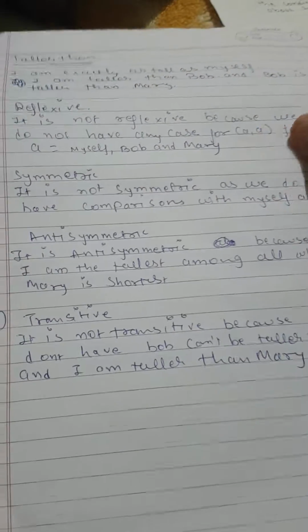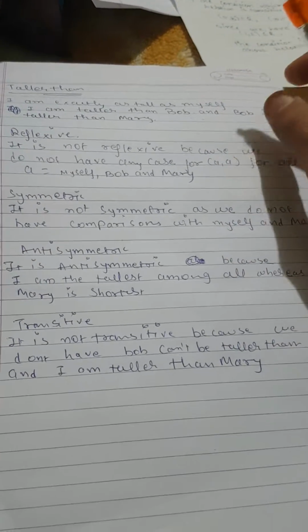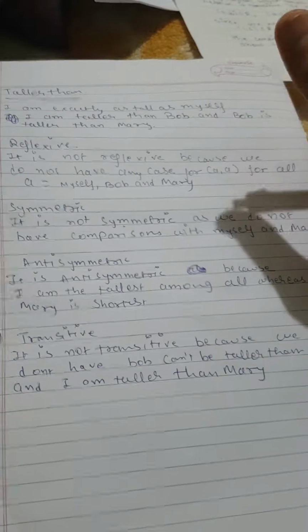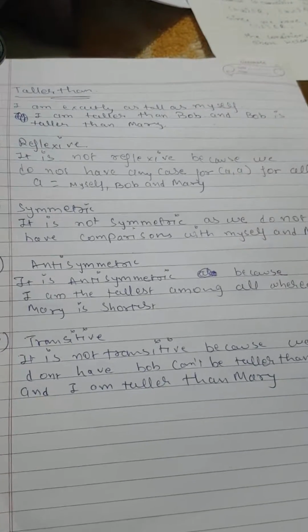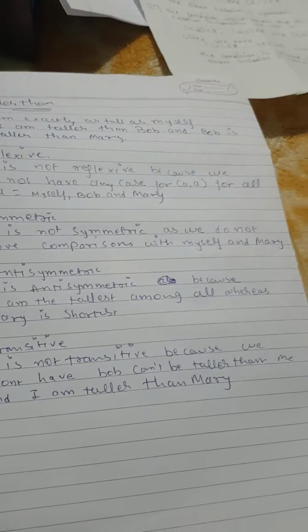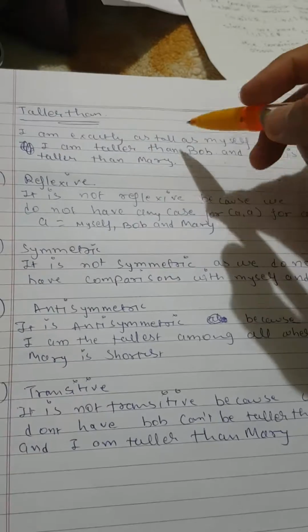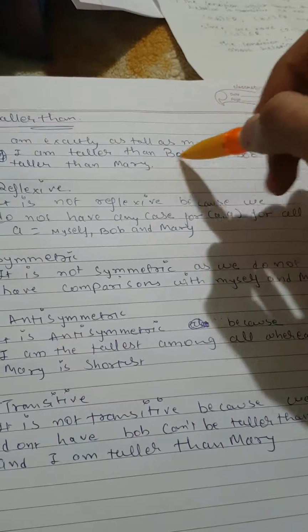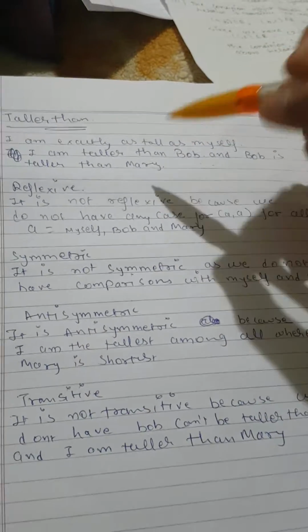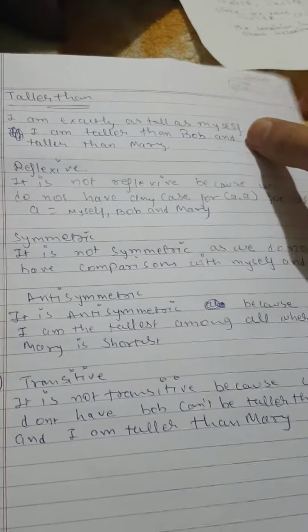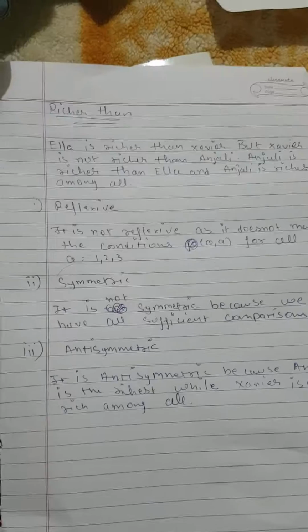It is not transitive because we don't have any statement saying that Bob can't be taller than me while I am taller than Mary, because it doesn't have the complete information regarding that. It can be proved that it is not a transitive property.